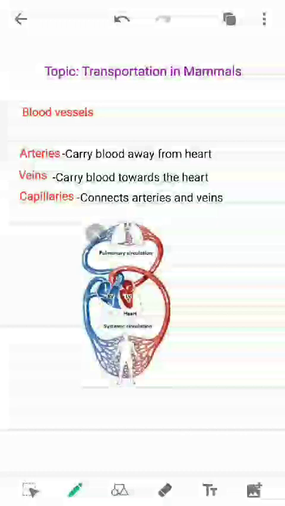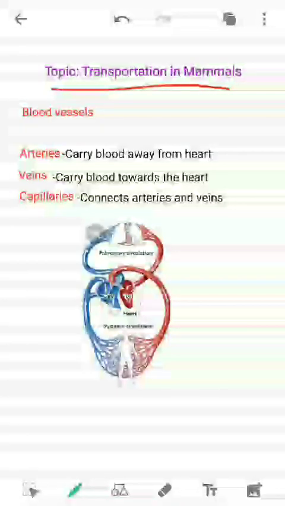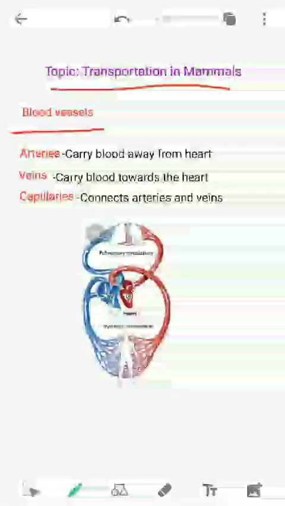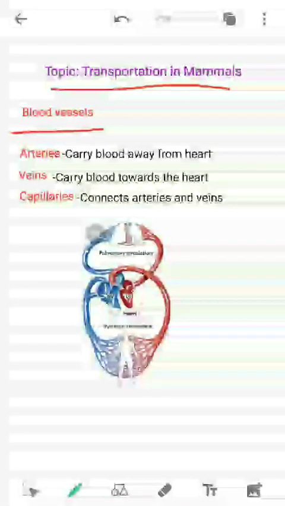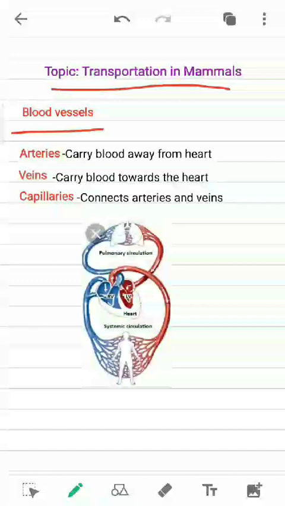Today our topic of discussion would be under the topic transportation in mammals. We'll be discussing today about blood vessels. You already know what basically blood vessels are. These are the hollow tubes which carry the blood around the body to give the cells the required nutrients plus to take away the waste products.